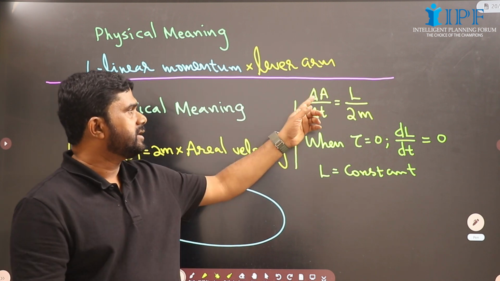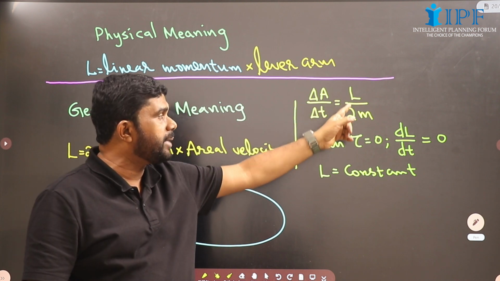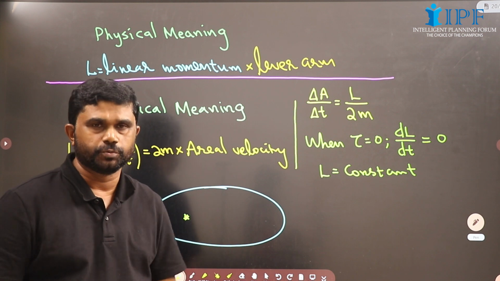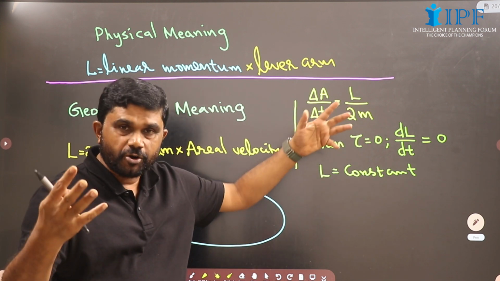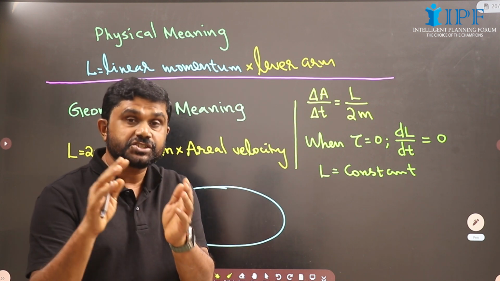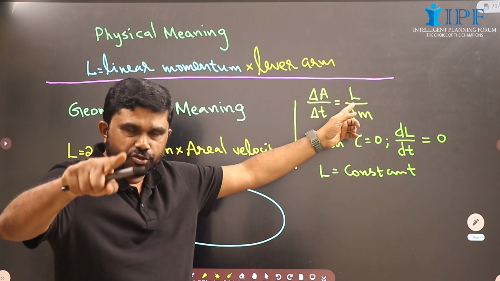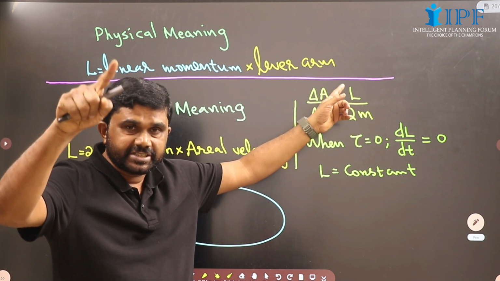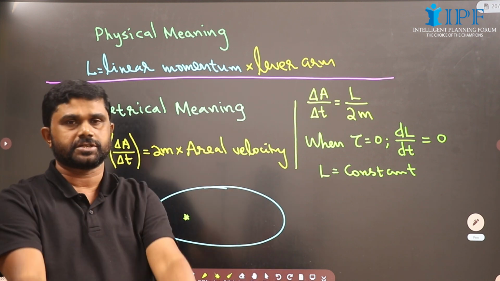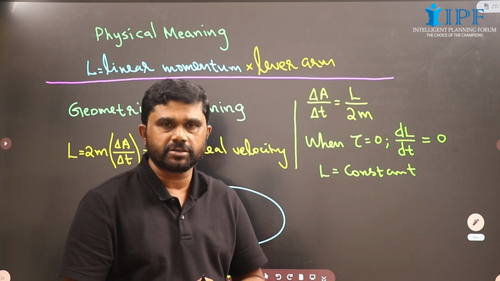What does it mean? Delta A by delta T, areal velocity, equals L by 2m. 2 is already constant, a universal constant. And m, the mass of the body, is also constant. It does not change with time. And when there is no torque, L is also constant. So L constant, 2 constant, m constant means L by 2m is constant, or areal velocity is constant. Now let us see a wonderful example based on this.